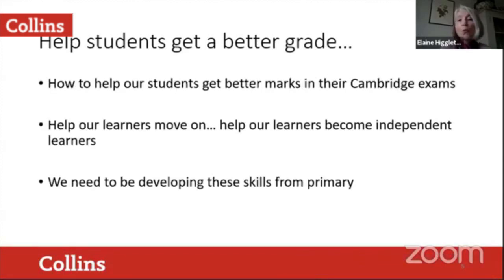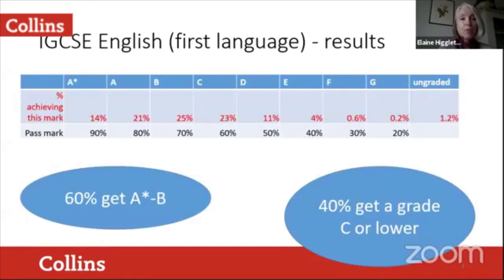So what we've been thinking about in part one on the 18th of June, and what we're going to be thinking about today, is how can we help our students get better marks in their Cambridge exams? This involves helping them become more independent learners. We need to be developing these skills from primary school. It's no good leaving it until the student is 14 or 15 and they've embarked on the IGCSE syllabus. They've got to be developing these skills from a very early age. It's important because some of the mistakes we're going to be looking at today prevent students from scoring top marks and from getting a really good grade. Some of these are skills that will help students get that A star or an A or a B. These are really valuable skills that are going to get students stronger grades.